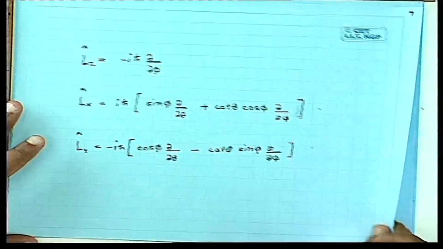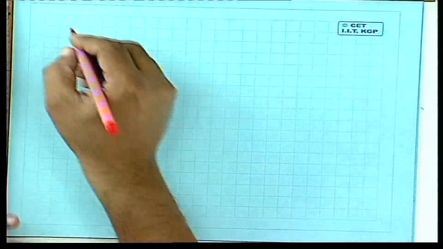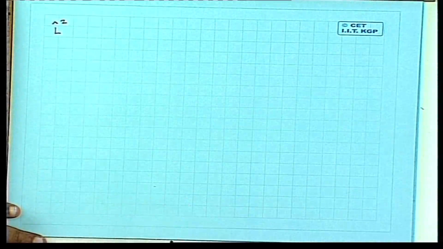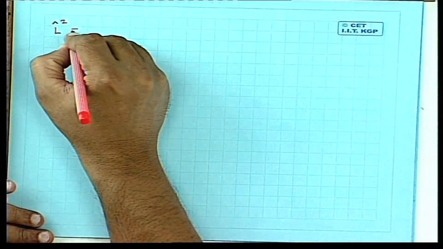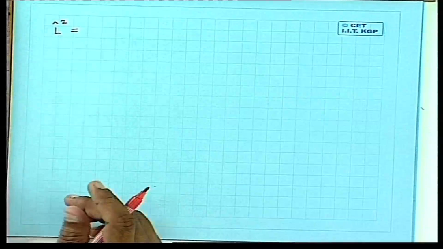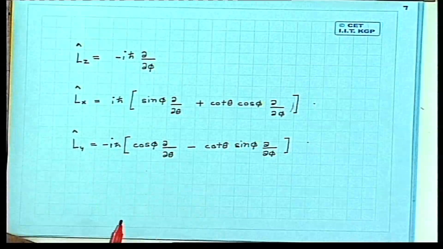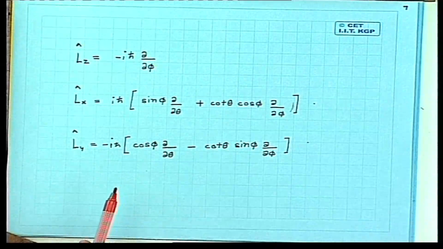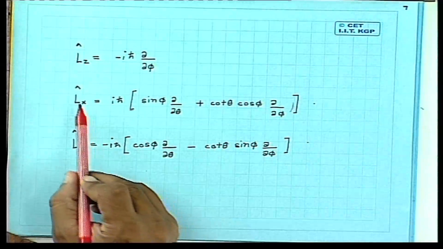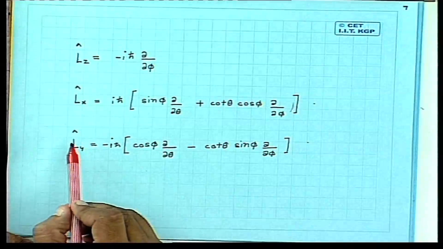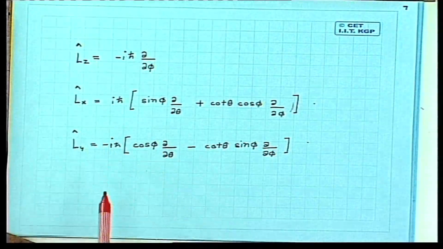Then we had started out to calculate the operator L squared in the spherical polar coordinate system. So let us work out what the operator L squared is today. Let me show you Lx, Ly, Lz again. The operator L squared is equal to Lx squared plus Ly squared plus Lz squared. So we have to square these three operators and add them up.